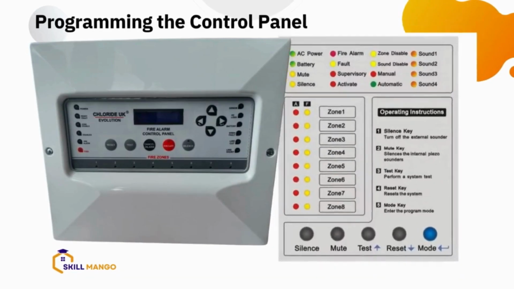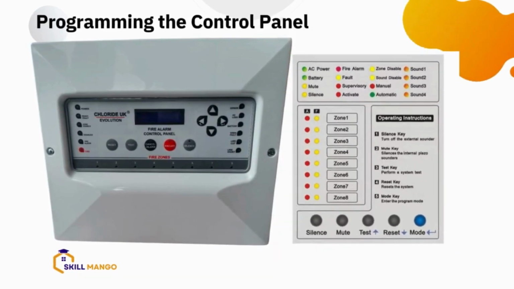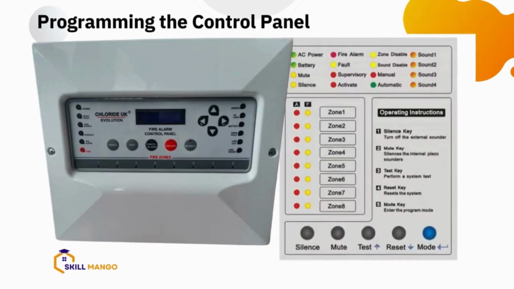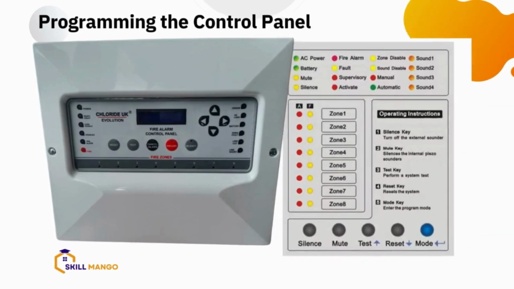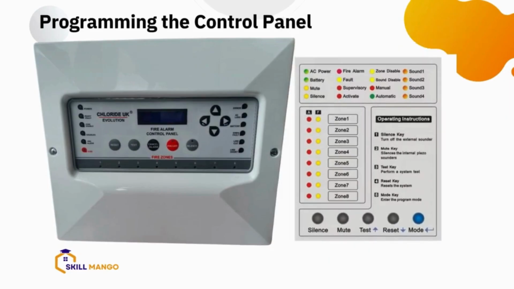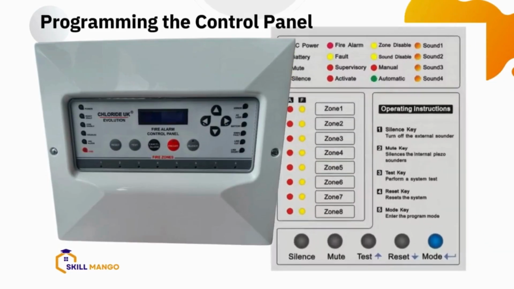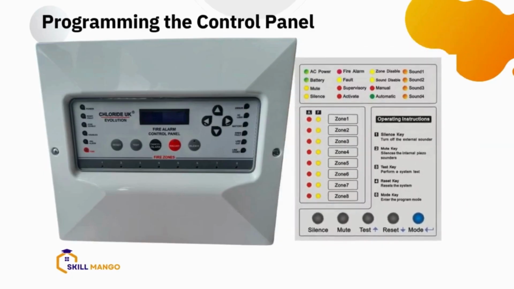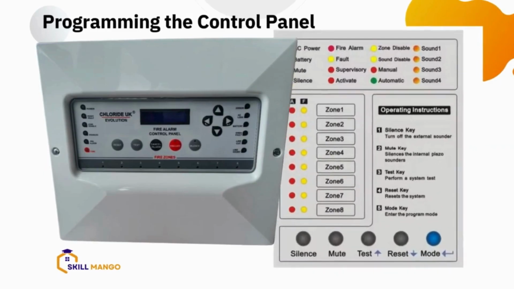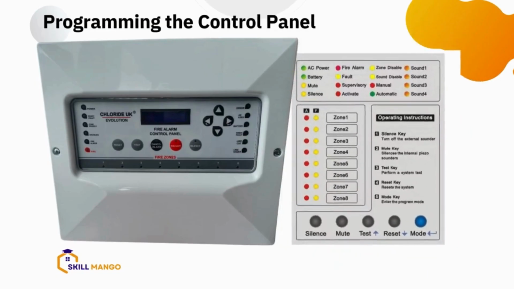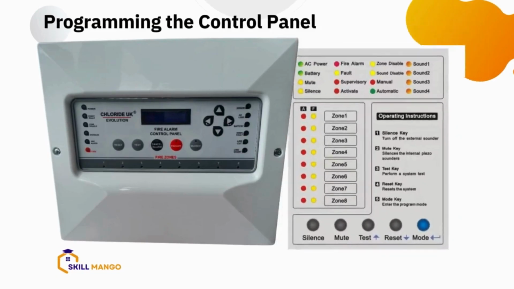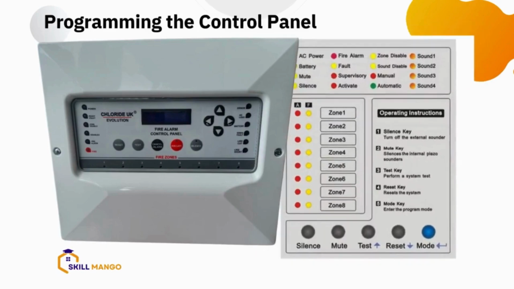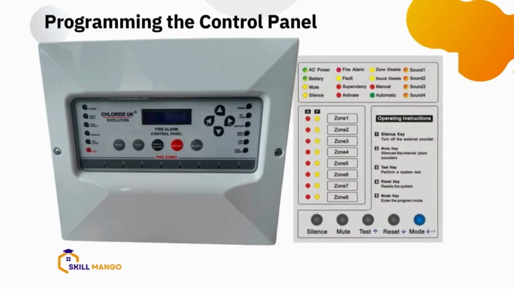The key steps involved in programming your panel are the following. You have to insert the programming key into the panel and turn it to the designated position to enter programming mode. You just turn it. For Chlora UK, it is usually marked as high. You see high on that port. Just turn it to the high or access level 2.